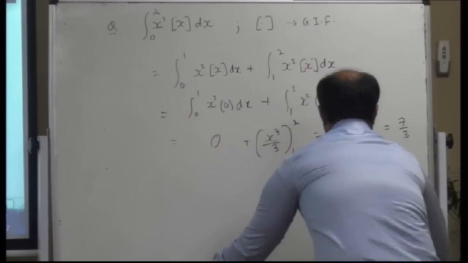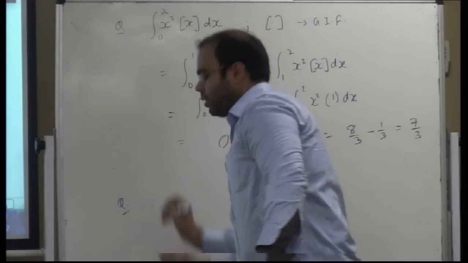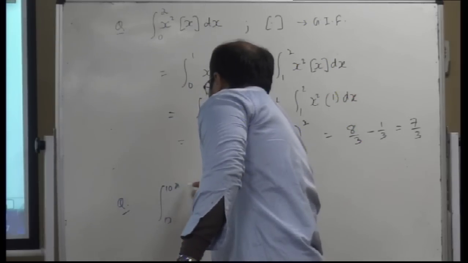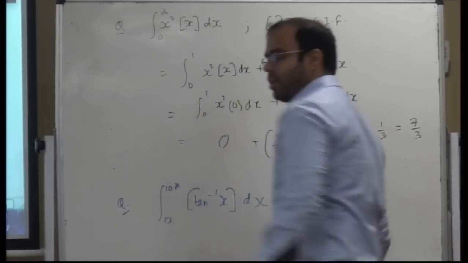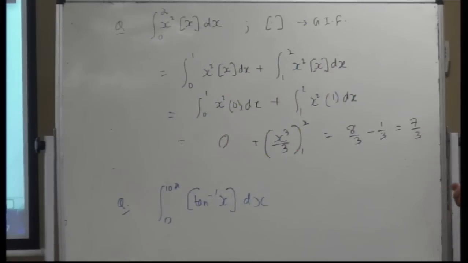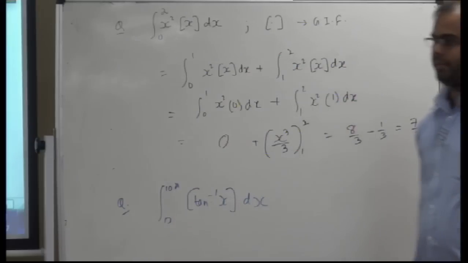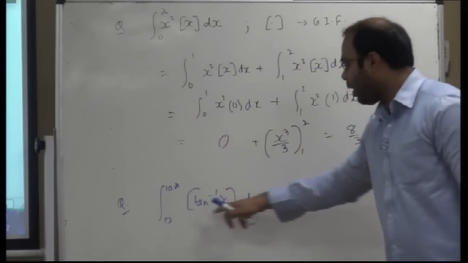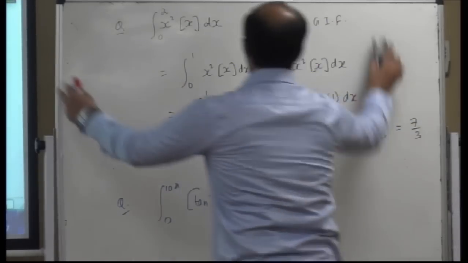Another question based on the above three properties. 0 to 10 pi, tan inverse x greatest integer function dx. This is what you have been given and you have to find its value. Now here, the value of x is from 0 to 10 pi and the function is tan inverse x greatest integer. So you have to first draw the graph of tan inverse x. What would be the graph of tan inverse x?